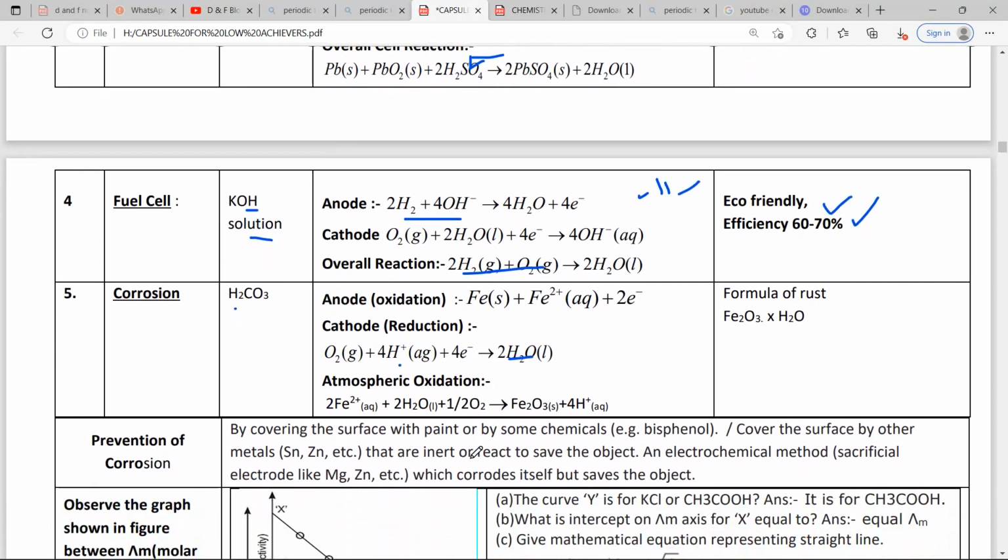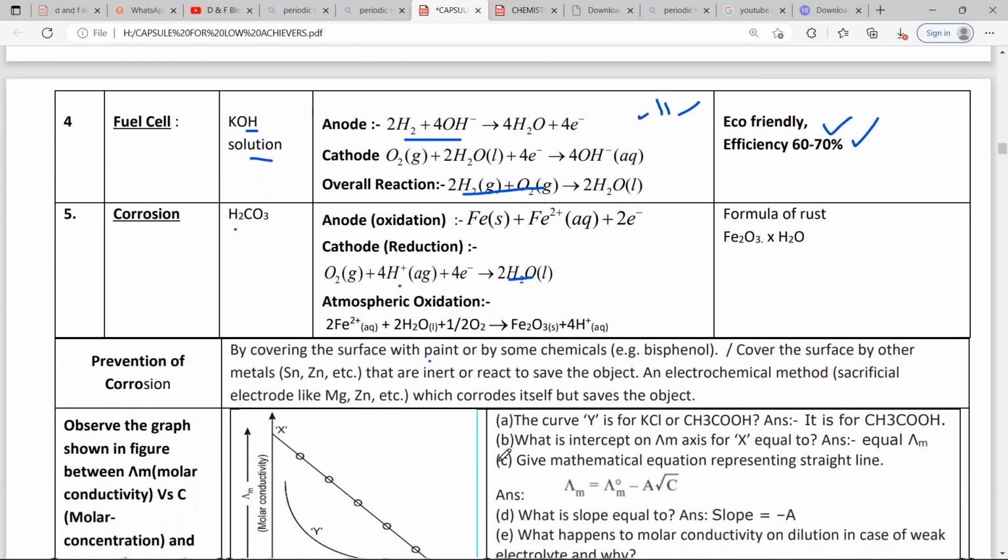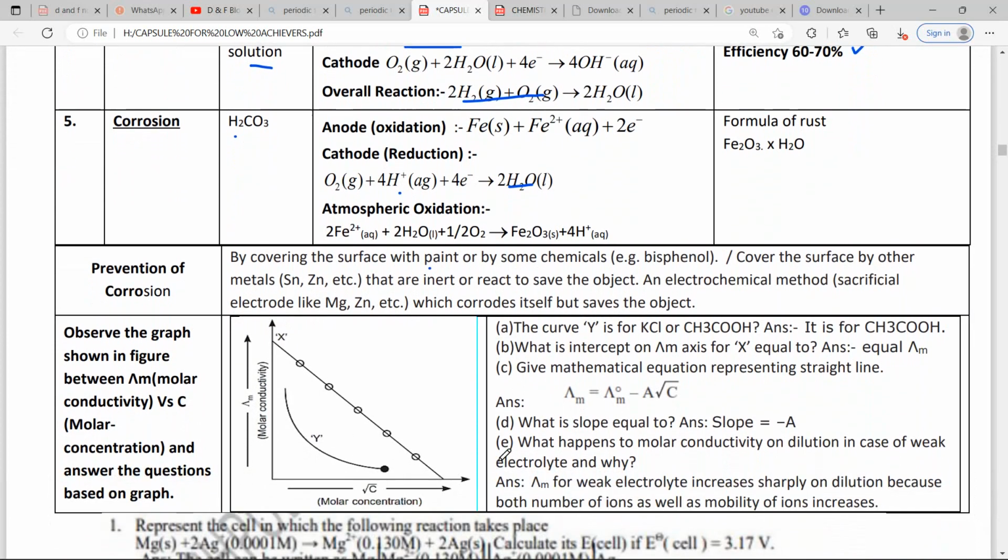And prevention of corrosion, we know that by covering the surface by paint or spraying zinc, spraying some chemicals like bisphenol, or covering the surface with other metals like tin, zinc, etc. They are inert and save the object. An electrochemical method is the sacrificial anode, a sacrificial electrode like magnesium, zinc, etc. That will prevent corrosion. I already told you that in ships they are using the sacrificial anode. Zinc rods are used as sacrificial anodes.